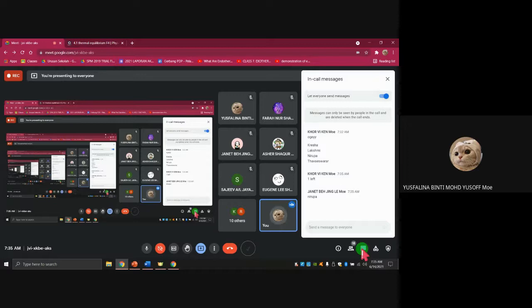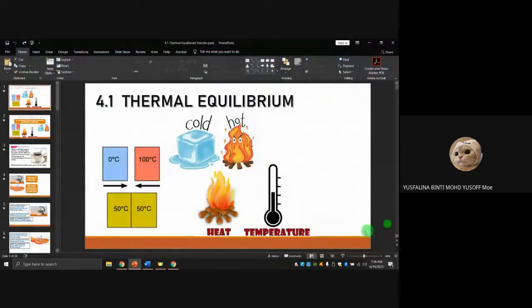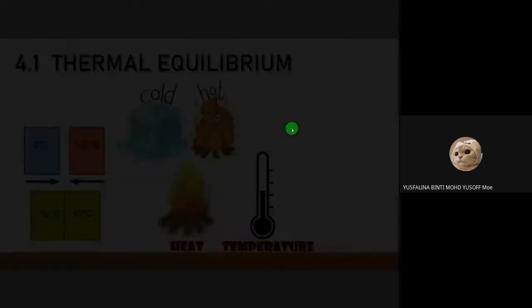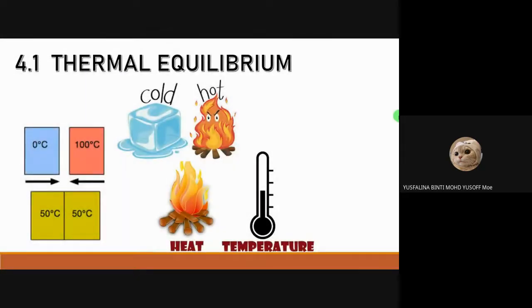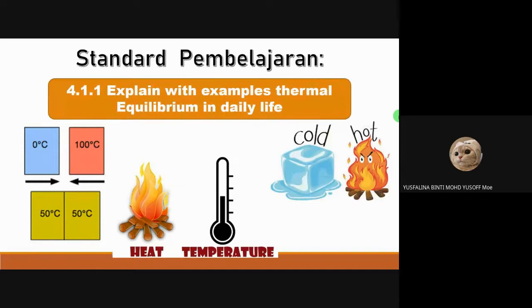Okay, let's continue. Today we learn a new chapter, chapter 4, heat. We go to the first subtopic in chapter 4, which is thermal equilibrium. So what is actually thermal equilibrium? That is what we will learn today.